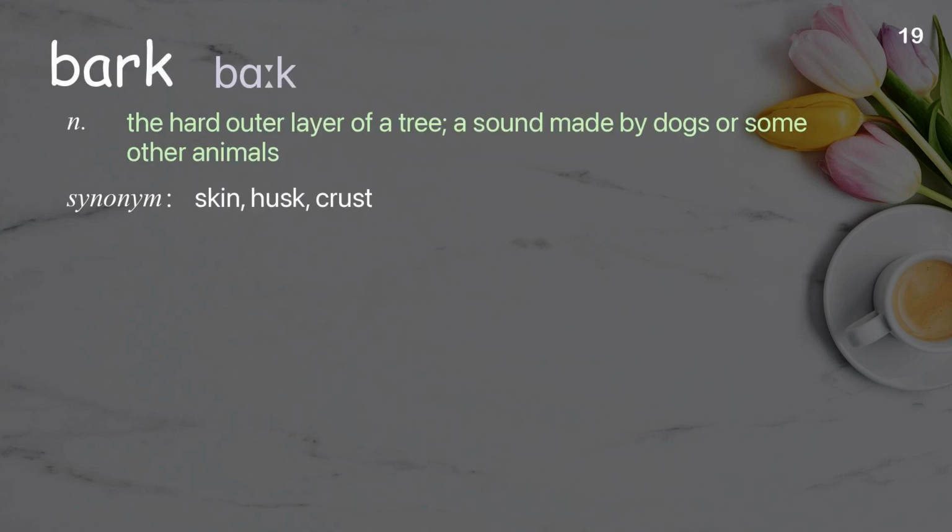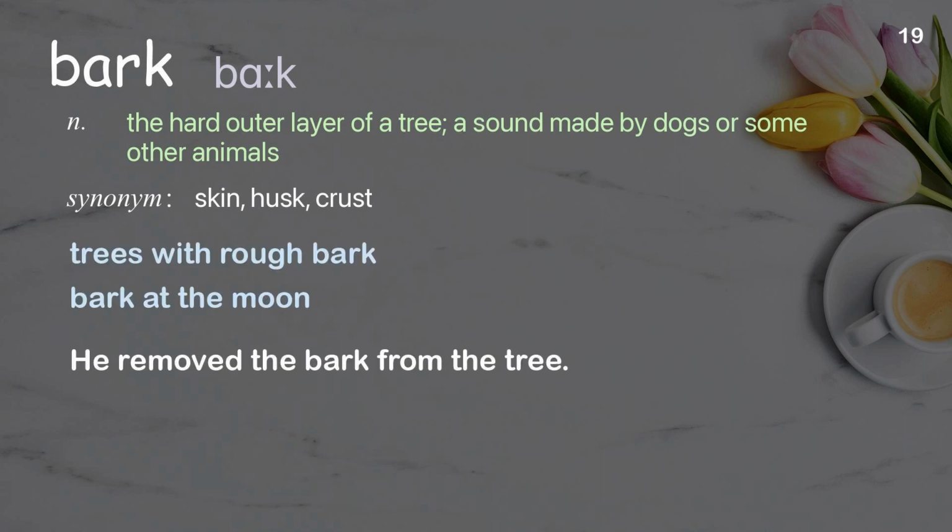Bark. The hard outer layer of a tree; a sound made by dogs or some other animals. Examples: trees with rough bark, bark at the moon. He removed the bark from the tree.